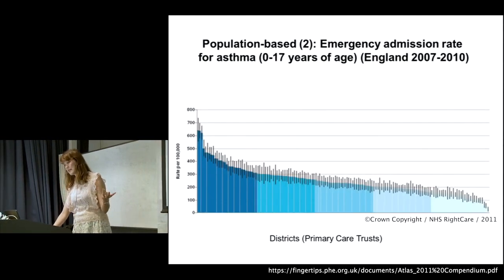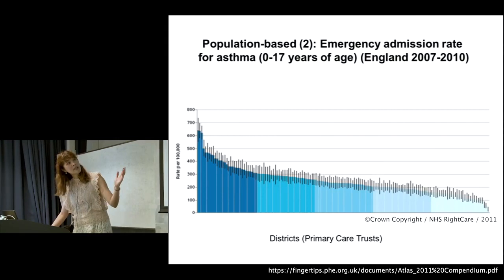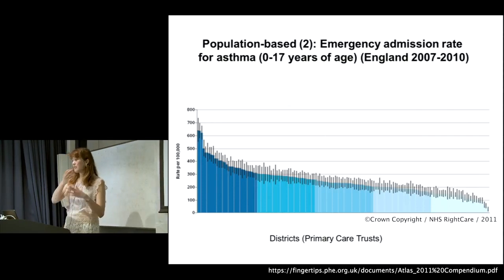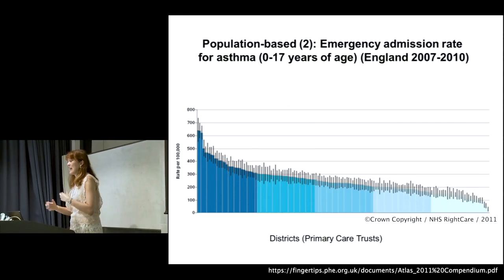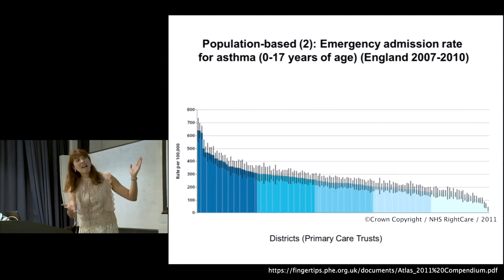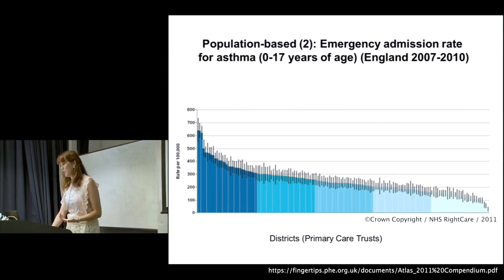And population-based emergency admission rates in England for asthma. So this is not a referral, just a general turn up to the emergency department for asthma. Huge variations. We can assume there might be some variation in asthma prevalence between districts. But if these are population-based admission rates, are we assuming that much of a difference within one country? Why is that? We might ask ourselves.